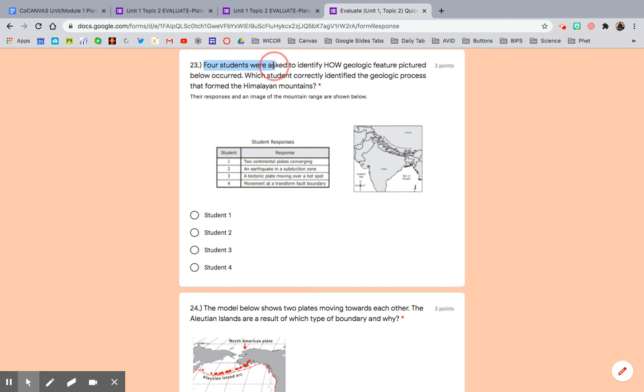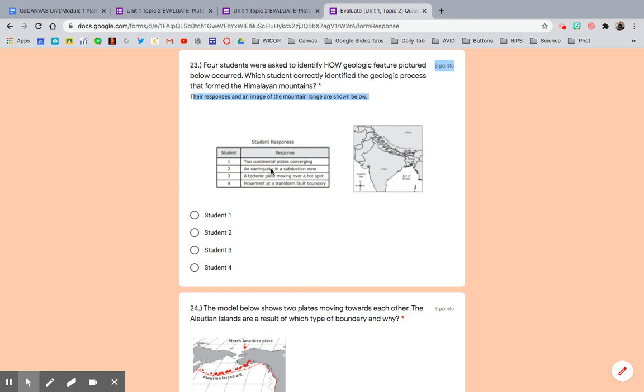Number 23, 4 students were asked to identify how geological features pictured below occurred. Which student correctly identified the geological process that formed the Himalayan mountains? So their responses and an image of the mountain range are shown below. So here's this mountain range, right here, the Himalayan mountains. And student 1 says the 2 continental plates converged. So these 2 plates converged.